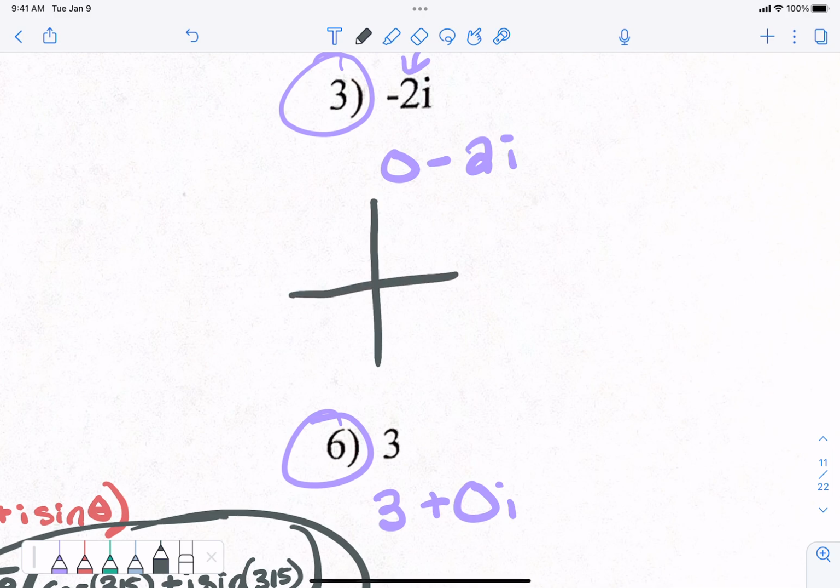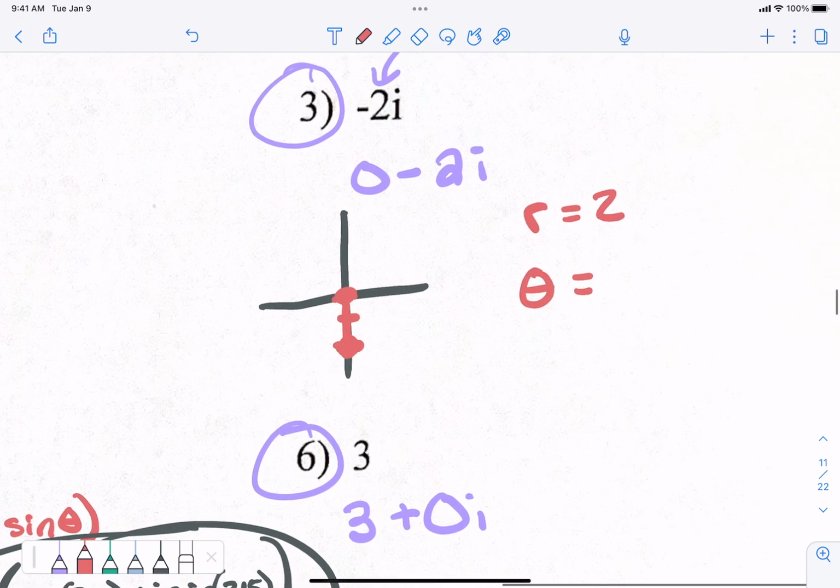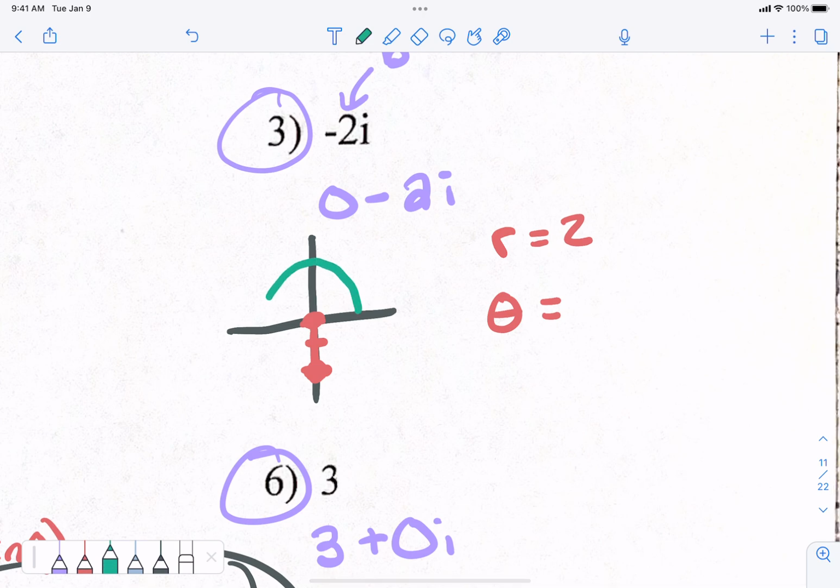0, negative 2i. Where does that live? 0 left and right, negative 2i down. Right here. Is this dot. Okay? You don't even need to do any equations. What is r going to be? What's the distance that it is away from 0? 2. It's 2, right? Okay? Now, what is your angle theta going to be? 270. It's starting from here and going down to this terminal side. How many degrees is that? 270. This is number 3.